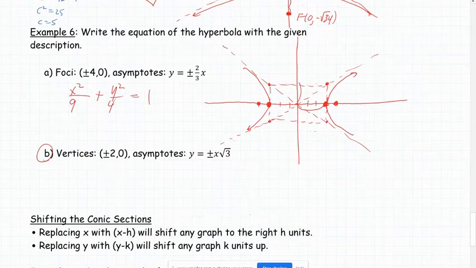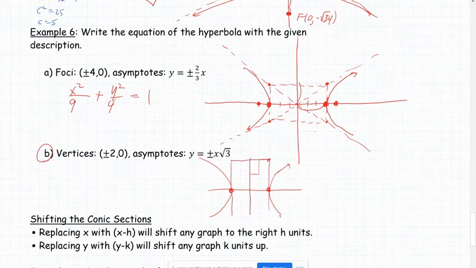So we have vertices at plus and minus 2, 0. So those are vertices, which means our hyperbola has to be going this way. And the asymptotes, they have a slope of plus and minus root 3, so that means we're going up root 3 and over 1, up root 3 and over 1. And so our box for our asymptotes would look something like that in order for the asymptotes to have the correct slope.